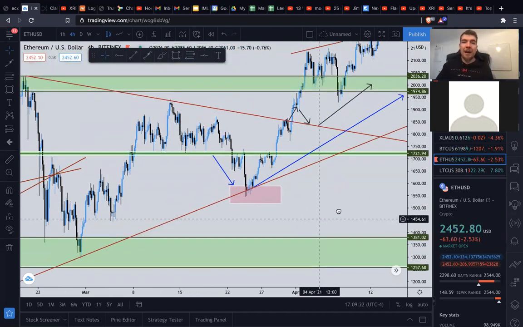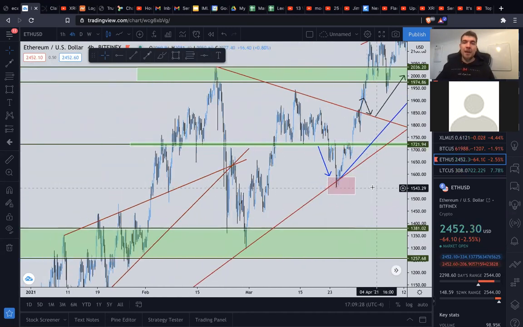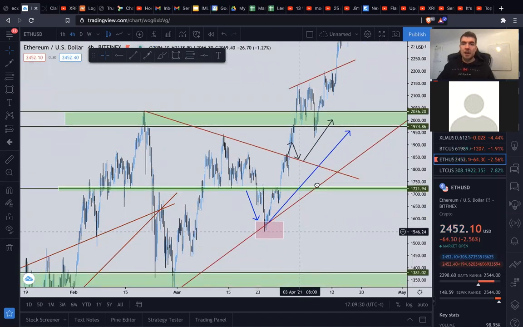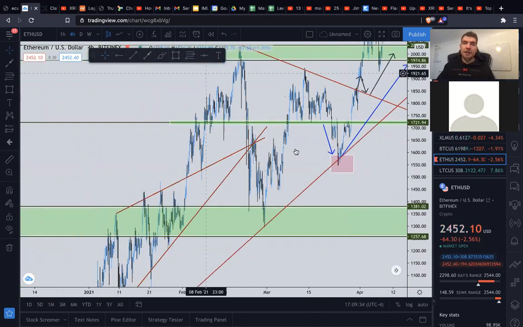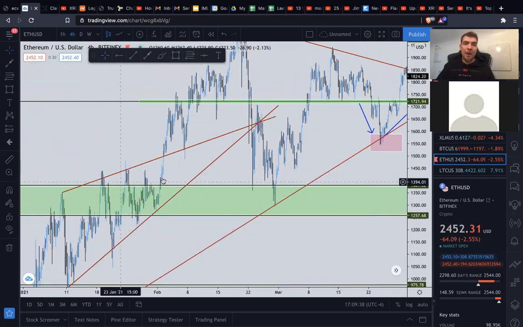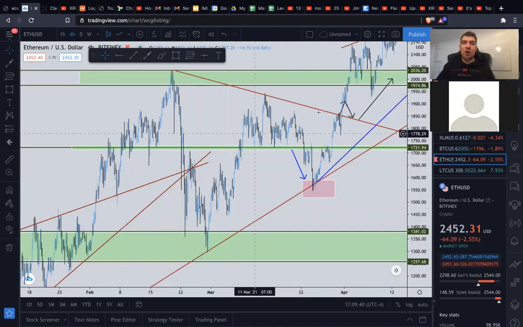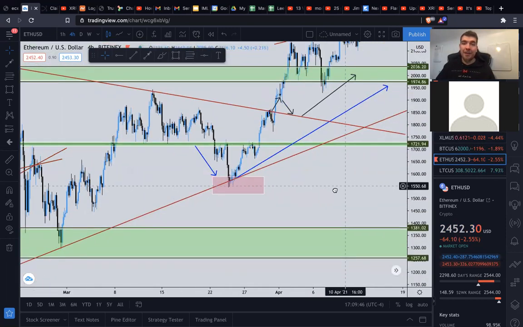So I was identifying this same exact information on Ethereum. Ethereum was technically doing the same thing during that time. So check this out, guys. Now this is a little bit different. Ethereum's been doing wedge patterns. It's been doing triangles. It's been doing consolidations. It's been doing head and shoulders.